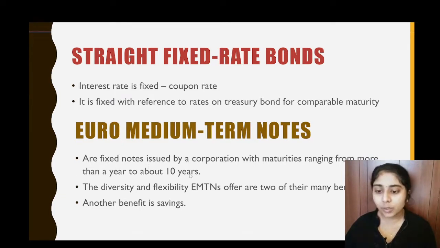Then comes the euro medium term note. These are fixed notes issued by a corporation with maturity ranging from more than a year to about 10 years. So these are medium term notes, with maturity ranging from 1 year to 10 years. The diversity and flexibility of euro medium term notes are two of the main benefits. First one is diversity, second one is flexibility. Another benefit is that it results in savings.